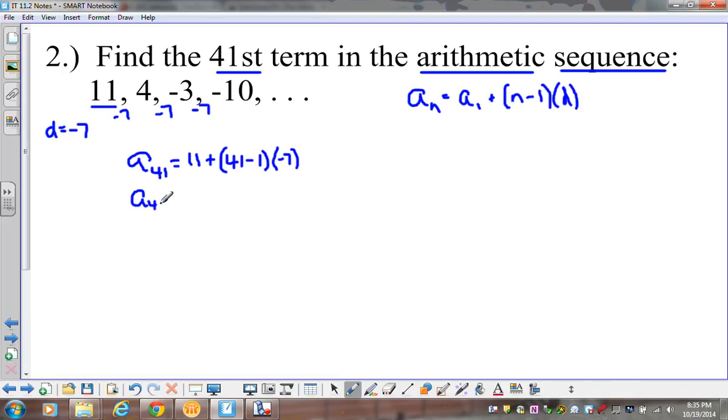So again: first term, plus n, which is 41 because we're looking for the 41st term, minus 1, times my common difference, negative 7. Let's simplify. I've got 11. 41 minus 1 is 40. 40 times negative 7 is negative 280. Make sure you multiply first before you add the 11. Then 11 minus 280 is negative 269. So instead of finding each individual term up to number 41, you can just use this general equation. Your 41st term is negative 269.